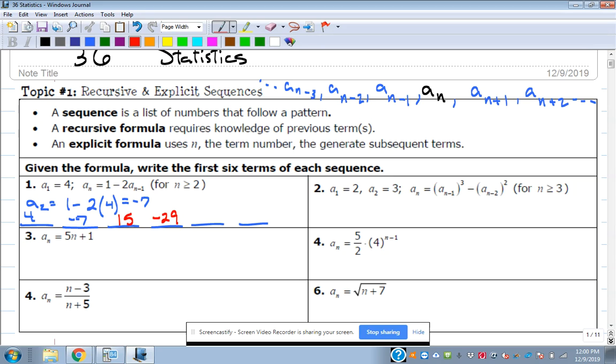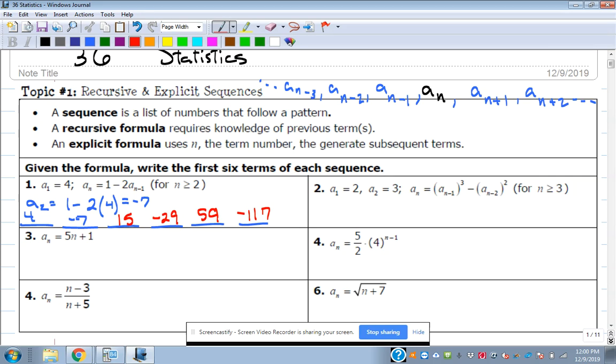Next term, we plug in the negative 29 in here. So it'd be 1 minus 2 times negative 29, which is negative 58. 1 plus 58, which would be 59, because it's a double negative there. And then plug in that for the sixth term. The sixth term, 1 minus 2 times 59, would be negative 117. And we found all the first 6 terms in the sequence. So it's a recursive formula because it had a previous term in there.